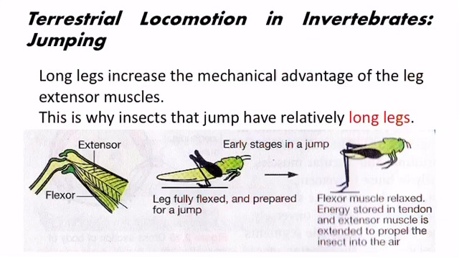Long legs increase the mechanical advantage of the leg extensor muscle. That is why the insects that jump have relatively long legs. For example, this is the leg of a grasshopper, and it has the extensor muscles and the flexor muscles. This is the photo of a grasshopper in the early stages of a jump. The leg is fully flexed and prepared for a jump. When the flexor muscles relax, energy is stored in the tendon and the extensor muscle is extended to propel the insect into the air.